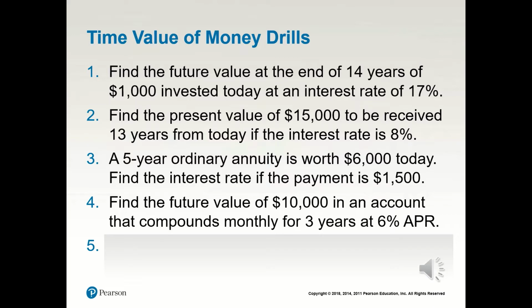Number 4: find the future value of $10,000 in an account that compounds monthly for 3 years at 6% APR. APR is the annual percentage rate. It takes into account the interest rate and other charges such as mortgage insurance or closing costs, discount points, but all of these are considered just an additional percentage, so you would treat this 6% APR just as you would interest.